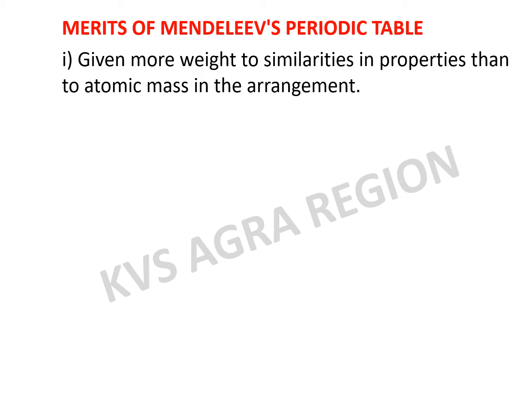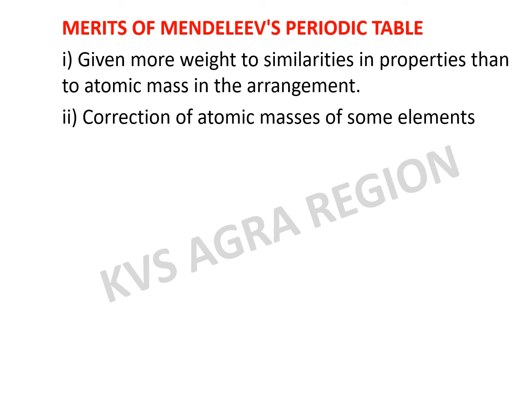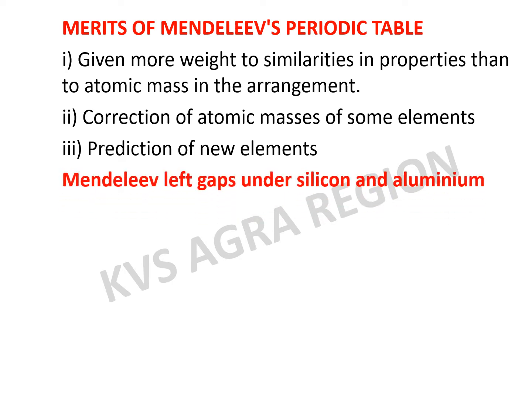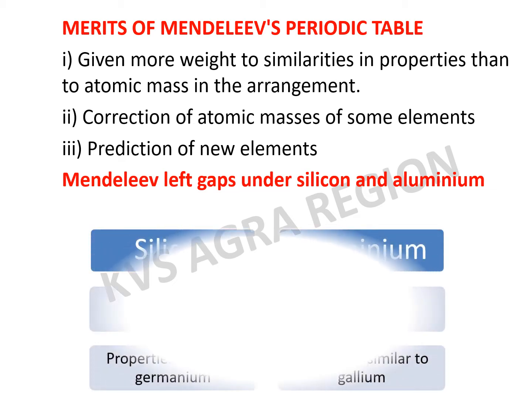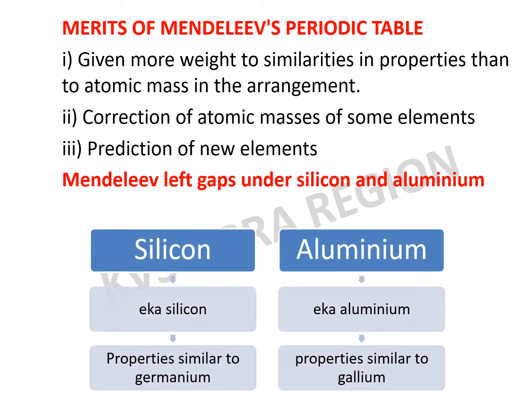Merits of Mendeleev's periodic table. Given more weight to similarities in properties than to atomic mass in the arrangement. Correction of atomic masses of some elements. Prediction of new elements. Mendeleev left a gap under silicon and aluminium, which can be seen from this table. Under silicon, Eka-silicon, a new element, had properties similar to germanium. Under aluminium, Eka-aluminium, properties were similar to those of gallium.